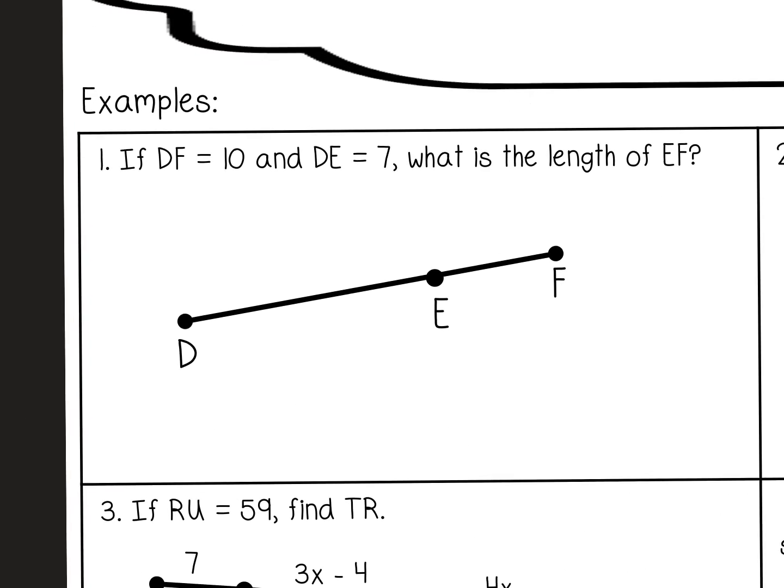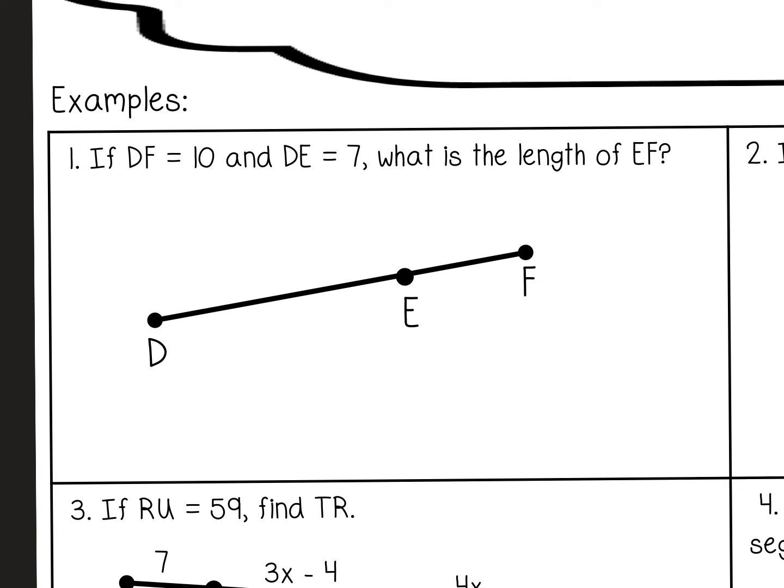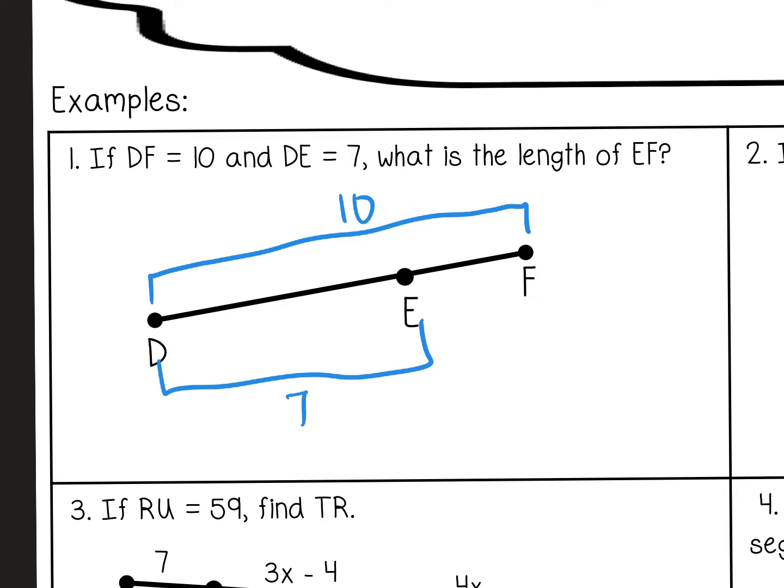So, example 1. If DF equals 10, so our entire segment is 10, and from D to E is 7, what is this portion from E to F? So you will take the whole thing, which is DF, or 10, and subtract DE, which is 7, to find that that length is 3.